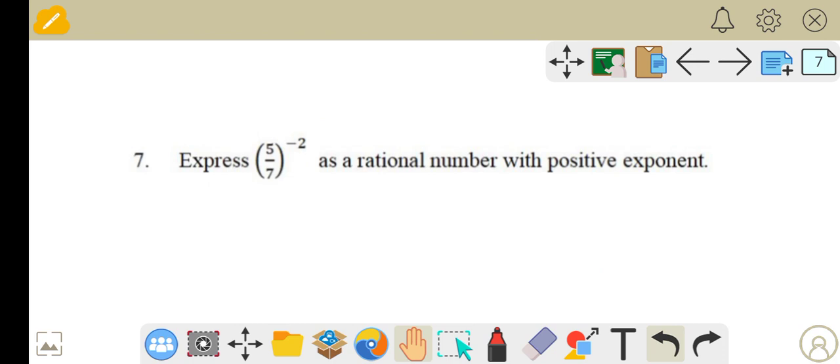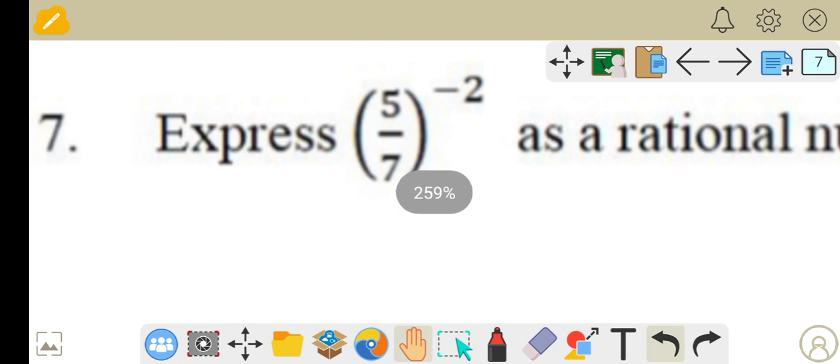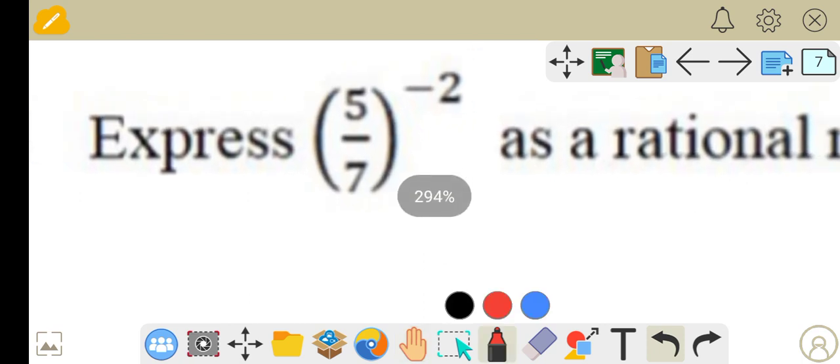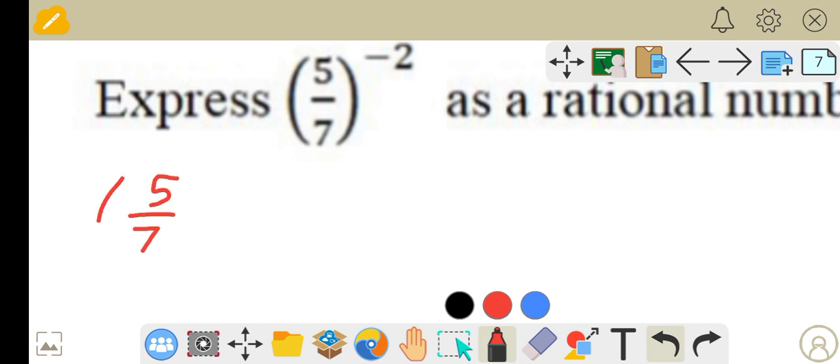Now the next question, express 5 by 7 to the power minus 2 as a rational number with positive exponent. It means our overall objective is to remove this minus symbol, and we know that if there is any minus in the exponent, we can remove it by taking the reciprocal of the base. So 5 by 7 to the power minus 2 can be written as 7 by 5 to the power 2.